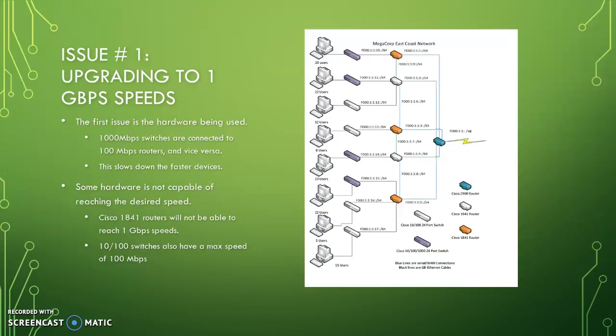Now some of this hardware is also not capable of reaching the desired speed. So there's no amount of configuration you can do that will actually speed up that portion of the network. In this case, the limiting devices we have are the Cisco 1841 routers that are maxed out at a speed of 100 megabytes per second, and of course the 100 megabyte per second switches that also have a speed of 100 megabytes per second.